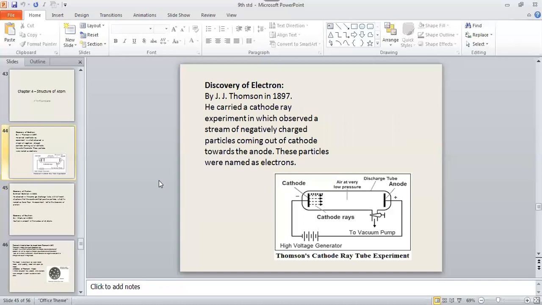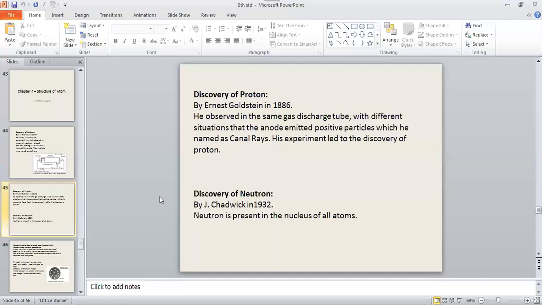A similar type of tube is used, with one more partition that consists of a hole, which is called a canal. The rays given out from the anode are called anode rays, or they are named protons. So that is about the discovery of the proton.